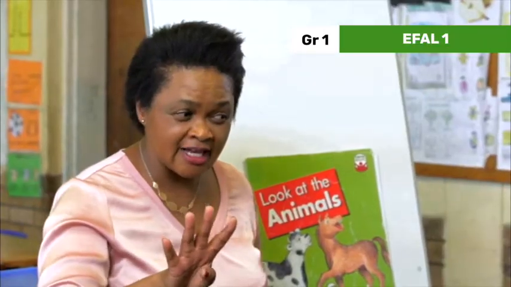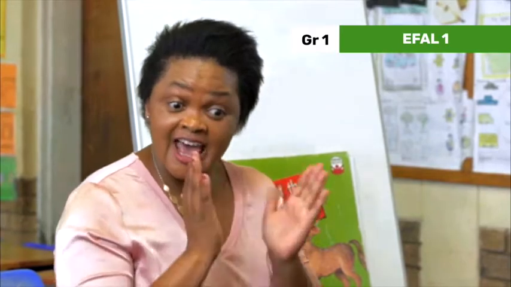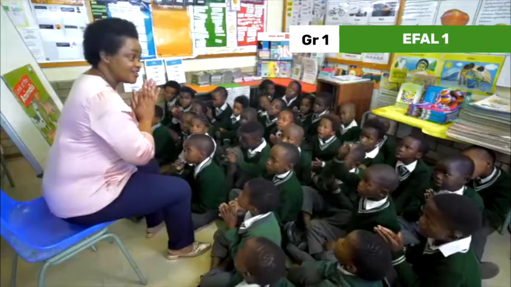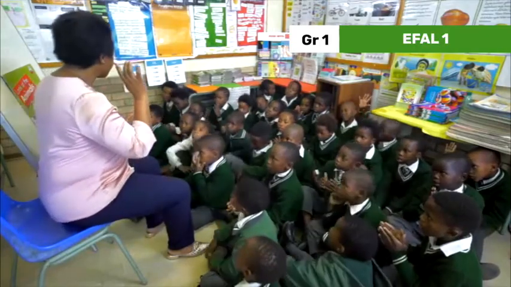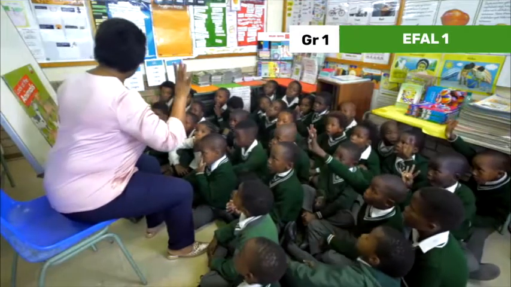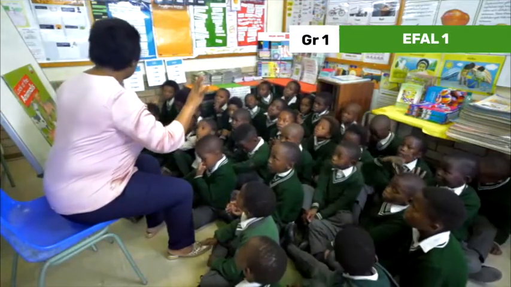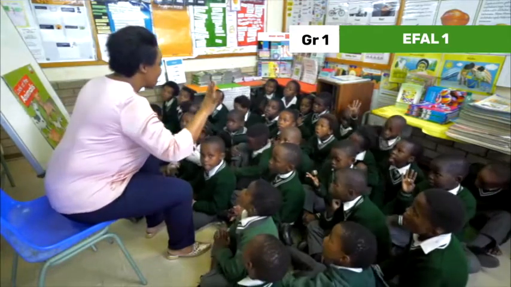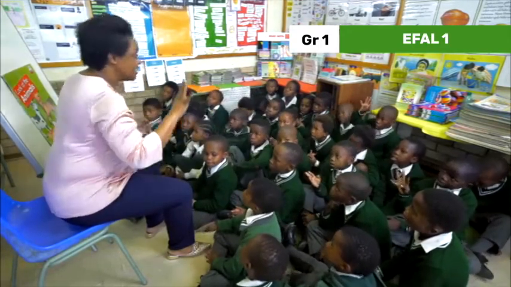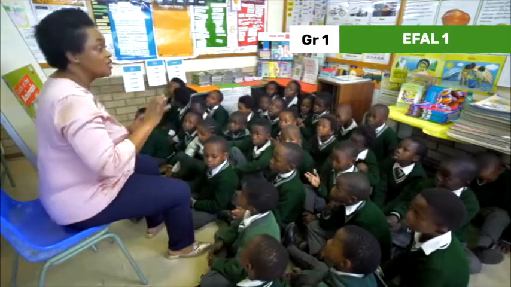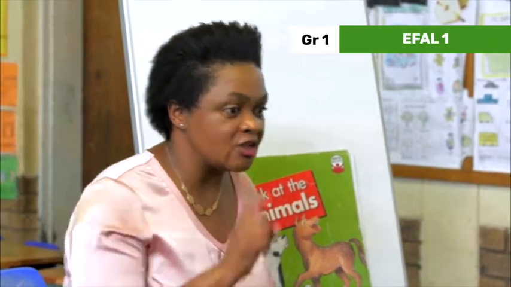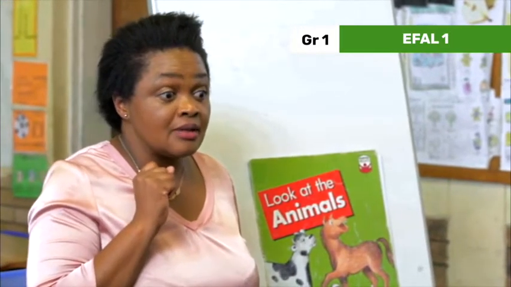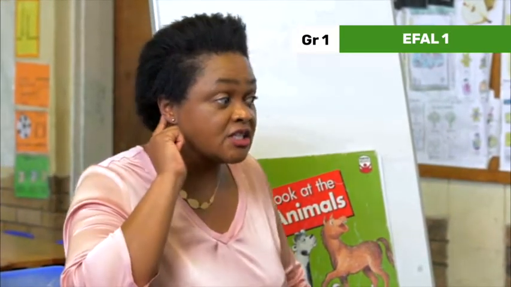Let's do it again. Look at the animals. Okay. So it's how many words? Four. Four words. Because we clapped how many times? Four times. Right? Yes, we clapped four times. So it's four words. Now we are going to look at one word. We're going to listen to one word.